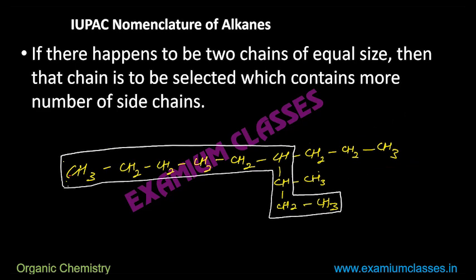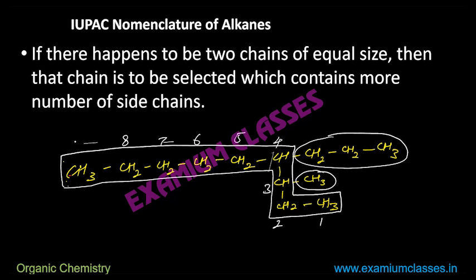9 carbons attached to one another in sequence, and 2 branches. You will number, and obviously the numbering from the right side, because from there the branching is close. So this carbon will be 1, 2, 3, 4, 5, 6, 7, 8, 9. 9 carbons, you will say nonane. And then on third carbon you have methyl, on fourth carbon you have propyl. So the branches are 4-propyl and 3-methyl.